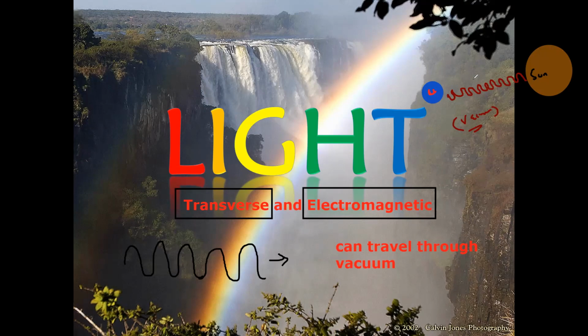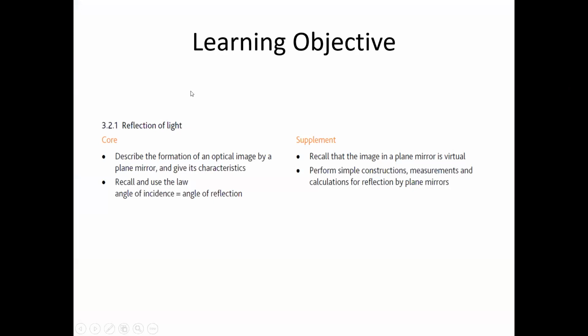That's why we say light is electromagnetic. It can travel through solid, liquid, or gas, but it can also travel through vacuum. Some of the radiation, some of the waves are not able to travel through vacuum. They are known as mechanical, but light can travel through vacuum. That's why we call it electromagnetic.